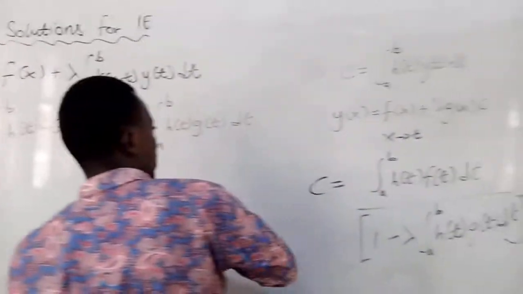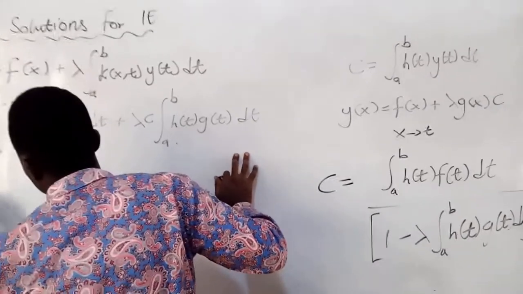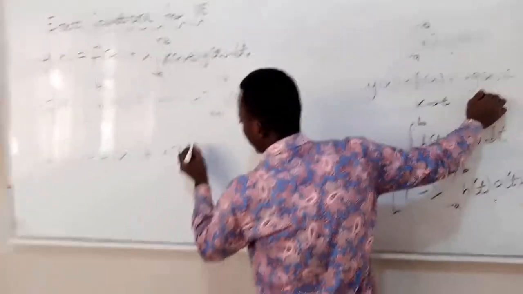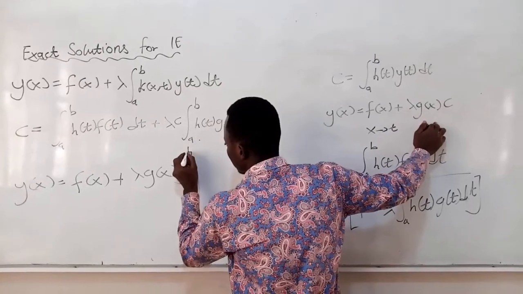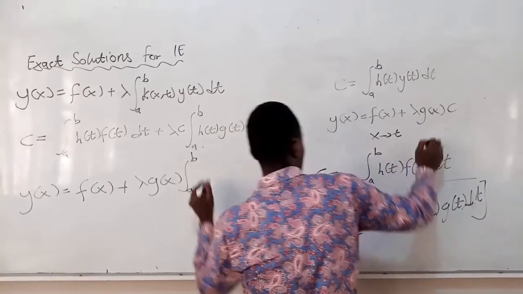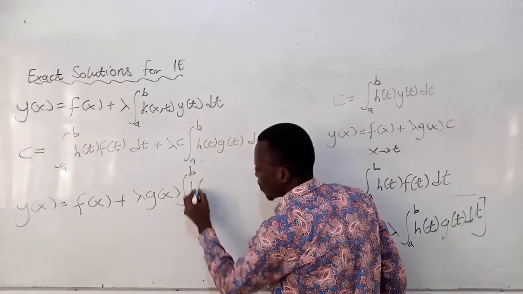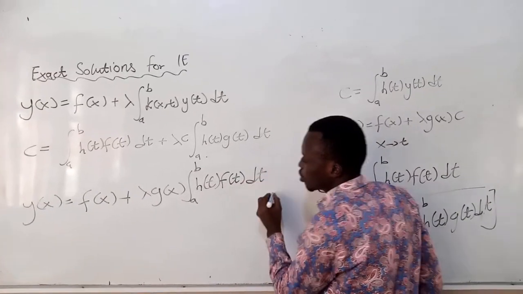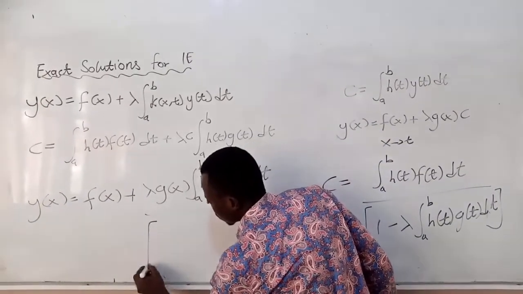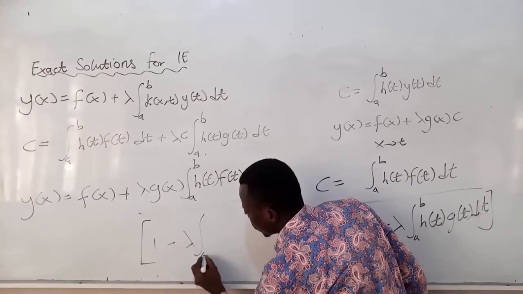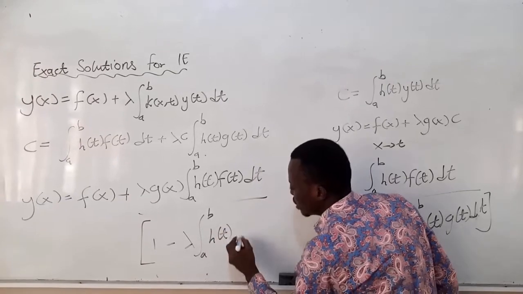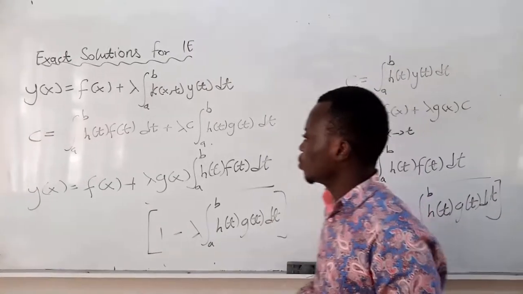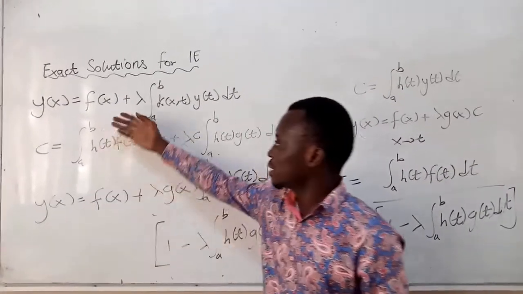So the function becomes y of s equal to f of s plus lambda g of s integral from a to b h of t f of t dt, all divided by 1 minus lambda integral from a to b h of t g of t dt. So this is the exact solution for this integral equation.